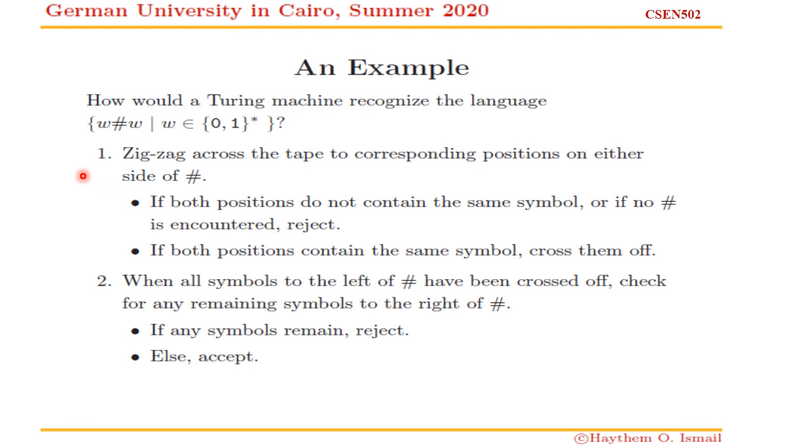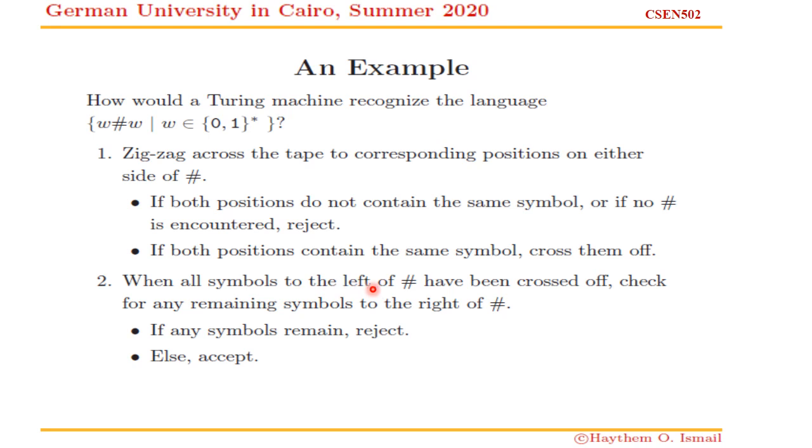So this is the description of what we just said. The Turing machine will zigzag across the tape to corresponding positions on either side of the hash. If the two positions do not contain the same symbol, or if no hash is found, right, you have to have a hash, then the Turing machine rejects. If both positions contain the same symbol, we cross them off by overriding them with an X.